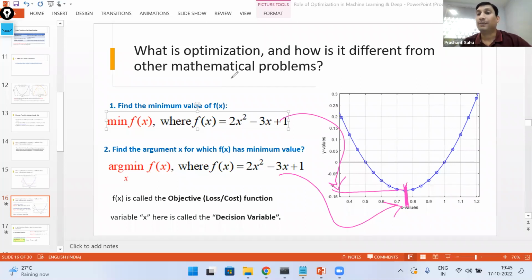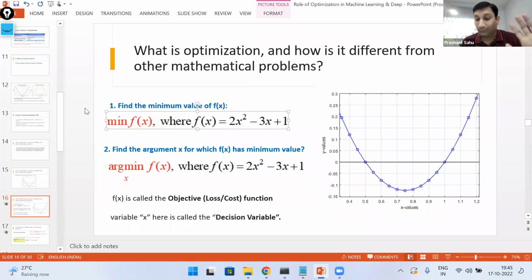Perfect. Someone has already posted that x equal to 3 by 4, 0.75. Very good. What you did was to differentiate that function and equate it to 0. The derivative of that function is 4x minus 3. Once you equate it to 0, you are saying that the slope at the point of minima will be 0. The derivative represents the slope. Equate 4x minus 3 to 0, solve, and you will get x equal to 3 by 4. Absolutely. Thank you, Prashant.